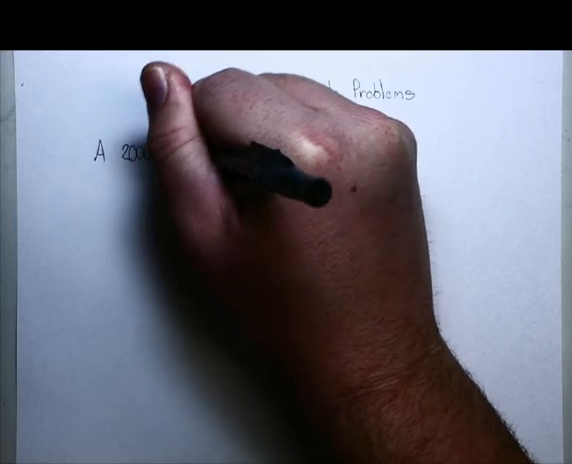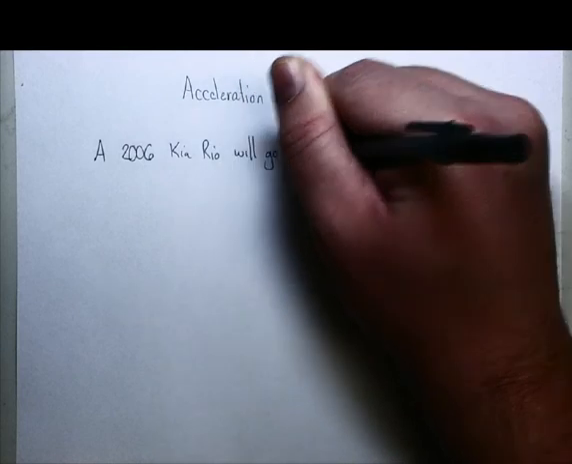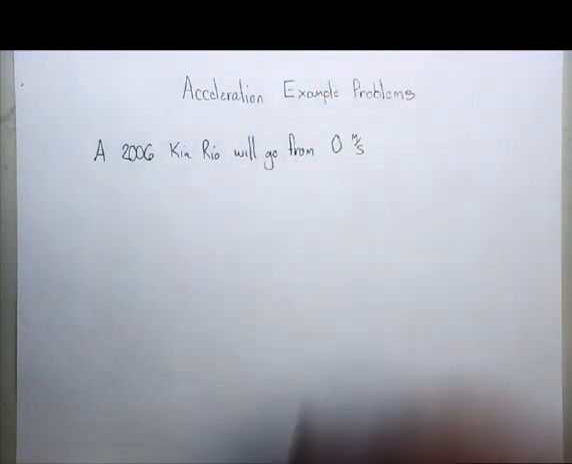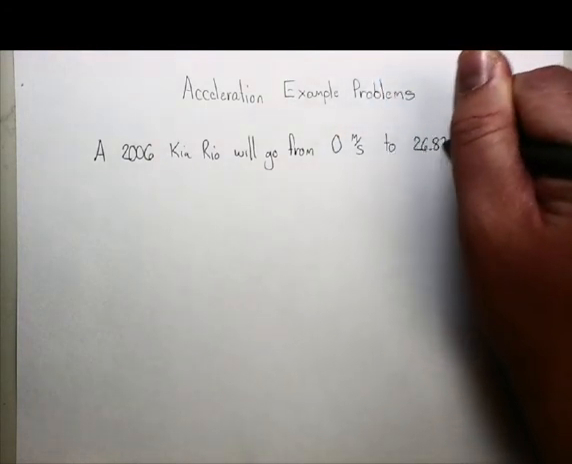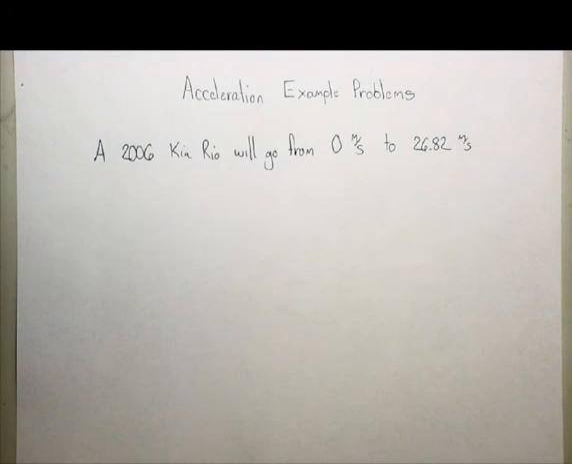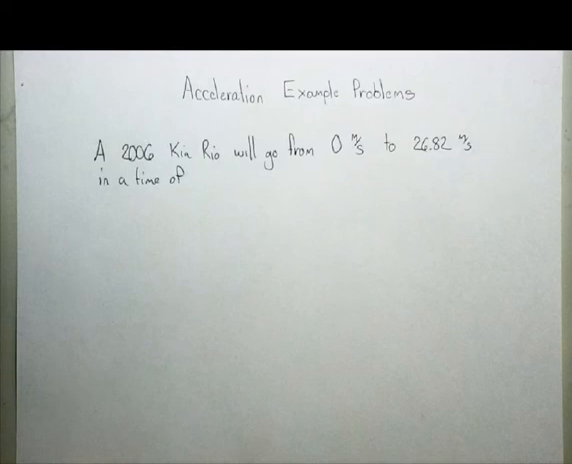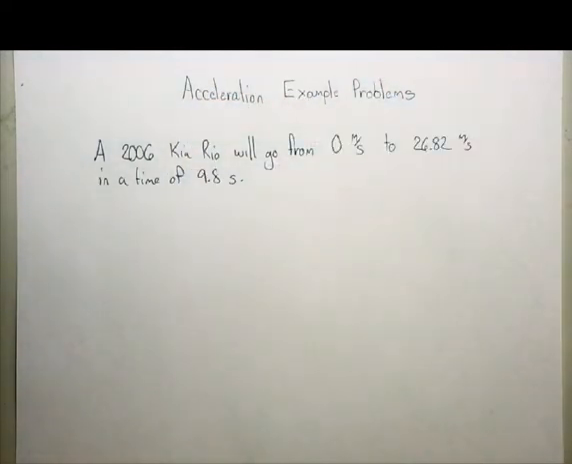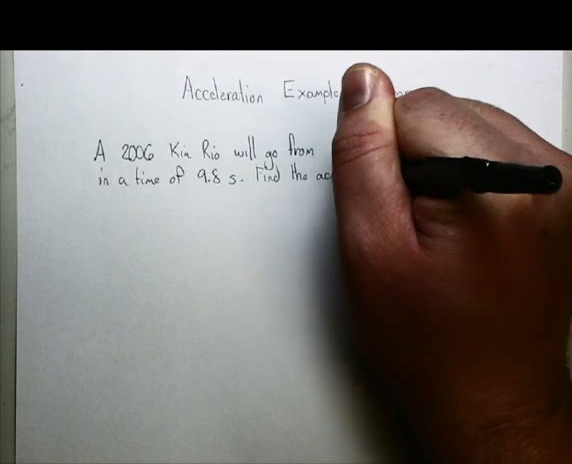A 2006 Kia Rio will go from 0, and I'm going to convert these speeds to meters per second, 0 meters per second, to 26.82 meters per second, that's 60 miles per hour, in a time of, wait for it, 9.8 seconds. That's right, that's the hot rod I'm cruising around in. So, using this information, we want to find the acceleration.